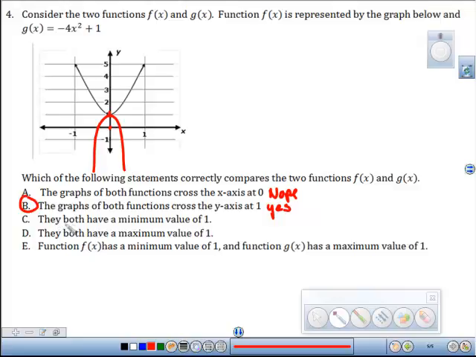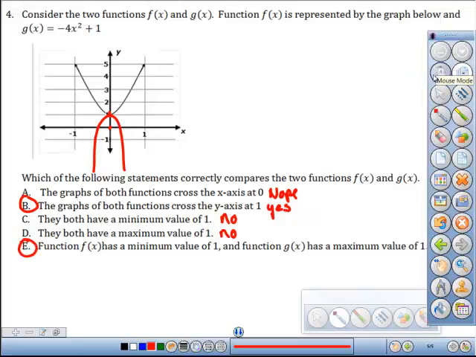And it says they both have a minimum value of 1. Well, this one has a maximum. This one has a minimum. So that would be incorrect. So no way. The next one says they both have a maximum value of 1. Well, no, again. All right, try the last one here. It says the function f of x has a minimum. So f of x is the black one. F of x has a minimum at 1, and g of x has a maximum at 1, and that's what we're looking for there. So there are those two answers. Let's continue.